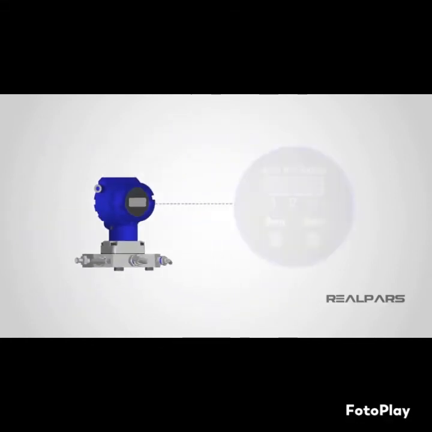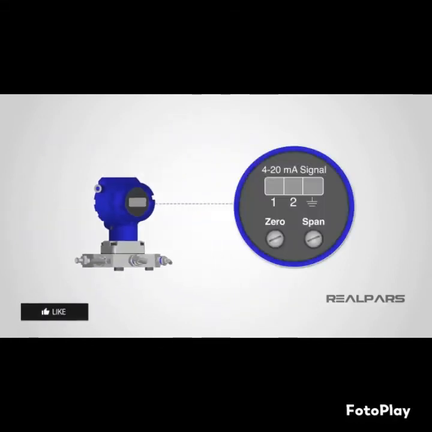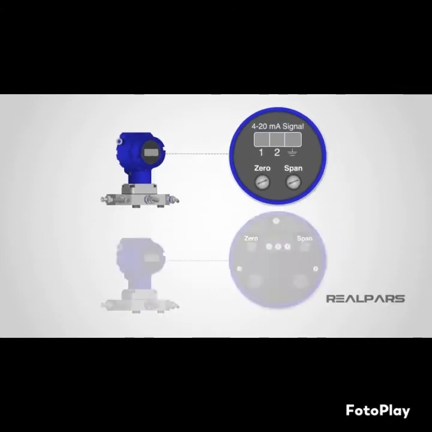Zero and span are the names of the adjustments made in order to calibrate an instrument. There are many ways to adjust zero and span. For example, they could be physical adjustments, such as potentiometers, or software-based push-button adjustments.